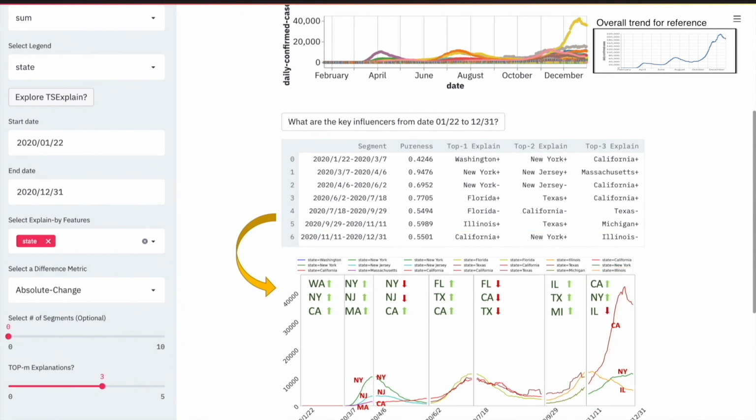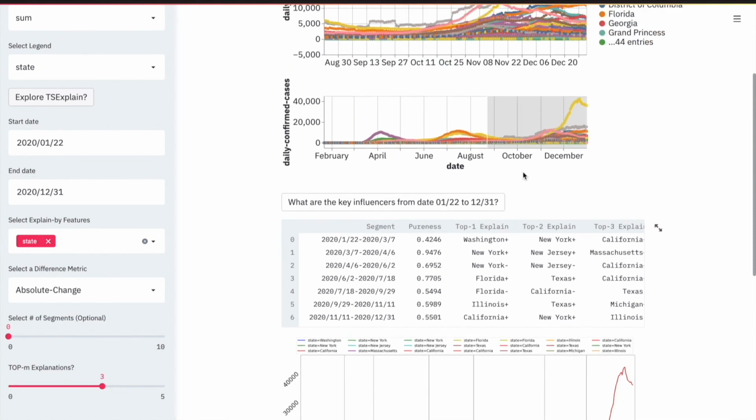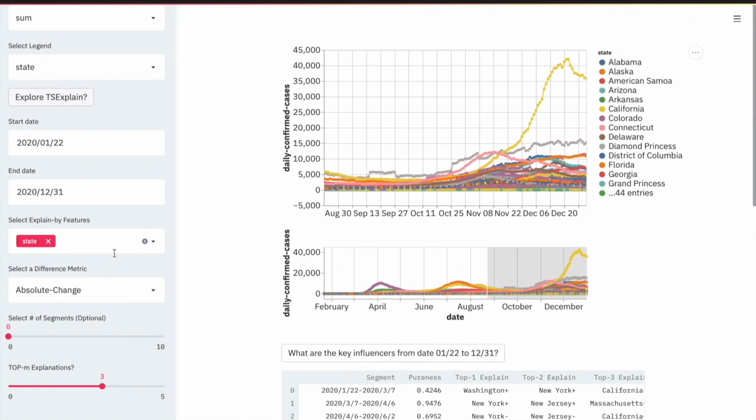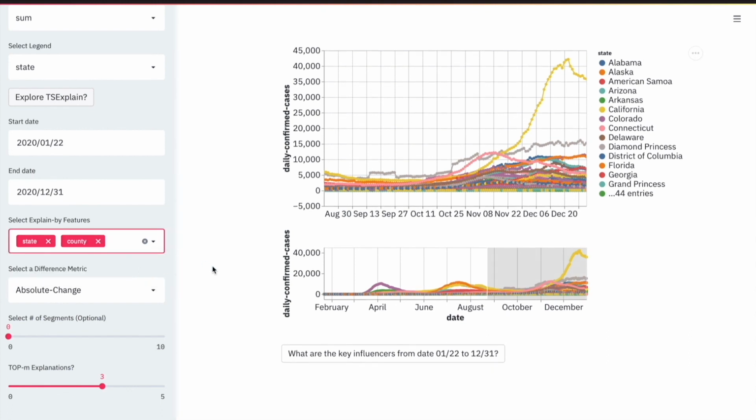As users may have noticed, the last few segments' pureness score is relatively low, and users can again use TSExplain to dig into those specific periods. In addition, TSExplain can handle more complicated cases like multiple explain-by features and different aggregation functions. For more details about how we do it, please watch our long video. Thanks for your attention.